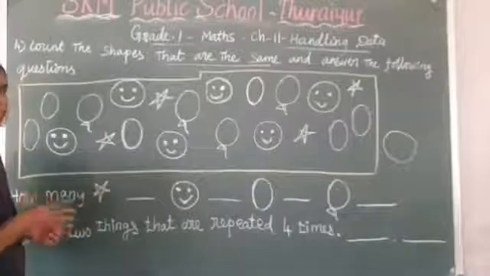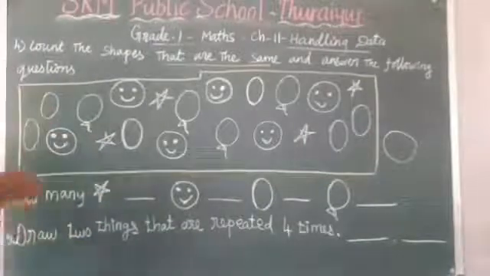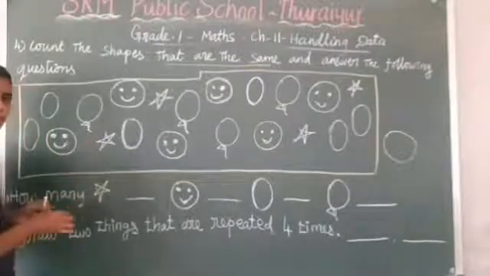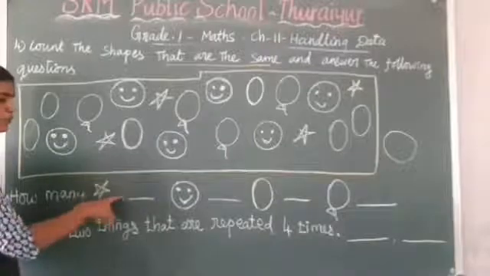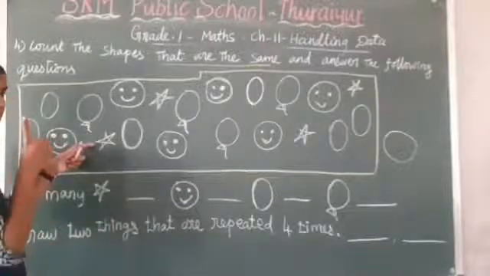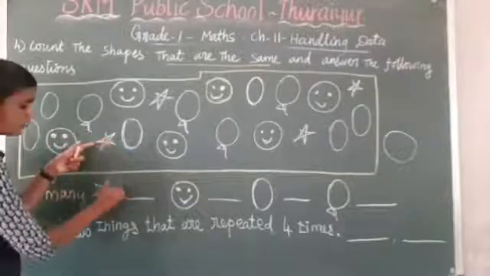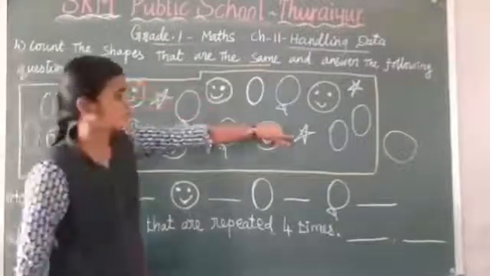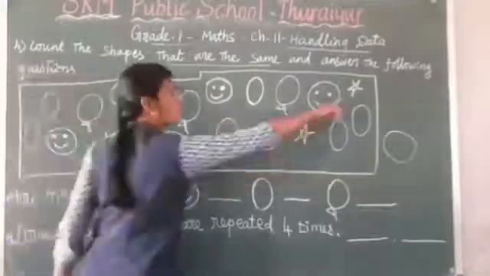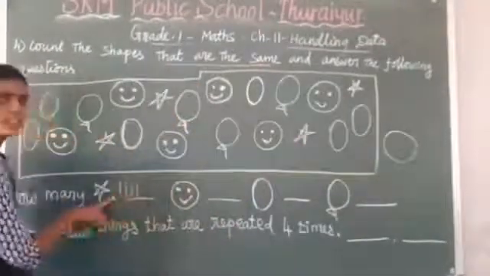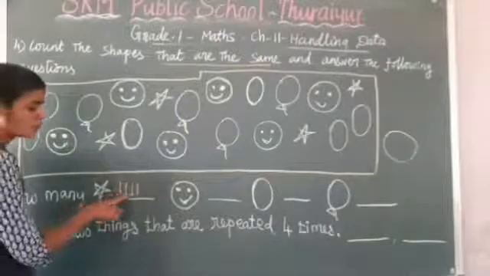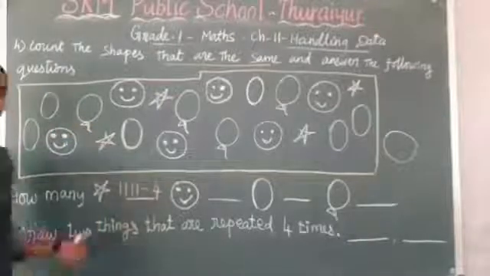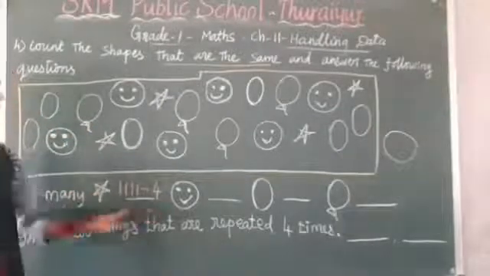First, we need to count the stars. Take your pencil and strike out one by one, otherwise put one line each. First star, this is one. Next, 2. Others, 3. One more, 4. Count the number of lines: 1, 2, 3, 4. How many stars are here? 4 stars. Next is smileys.